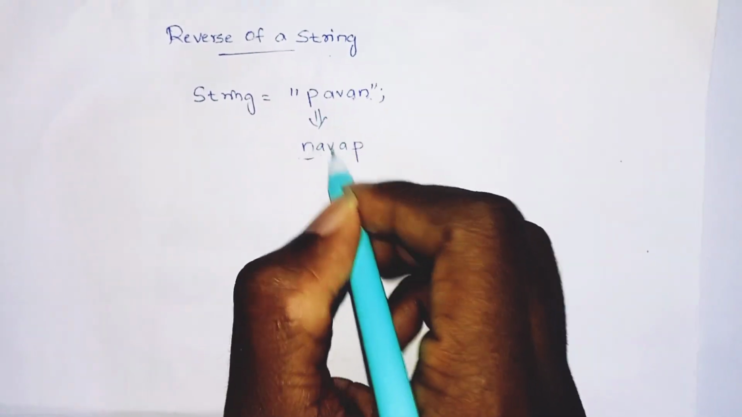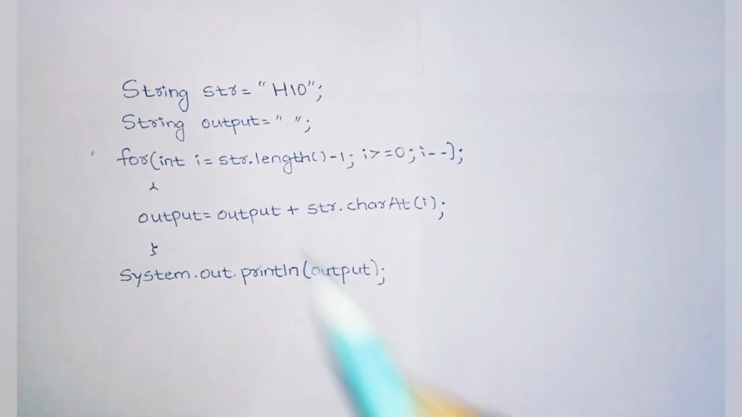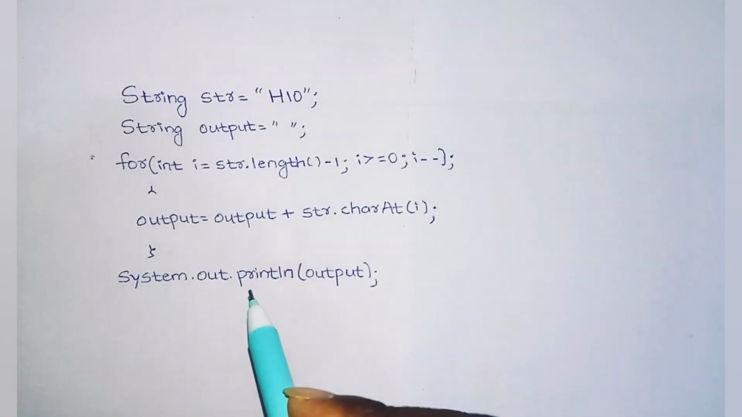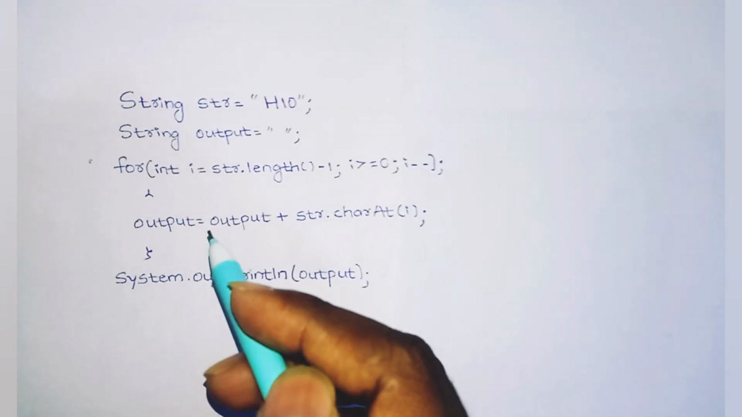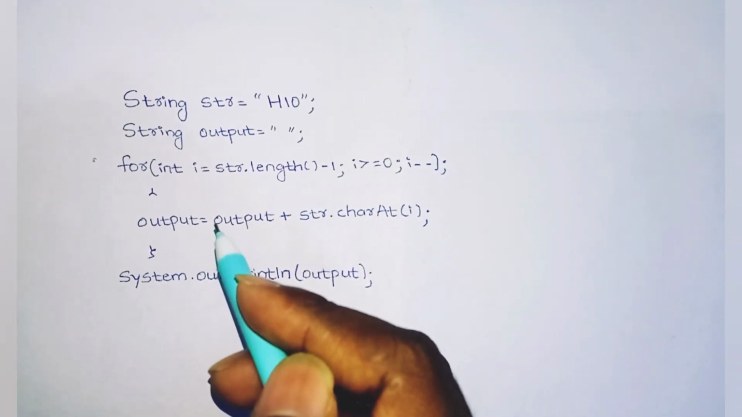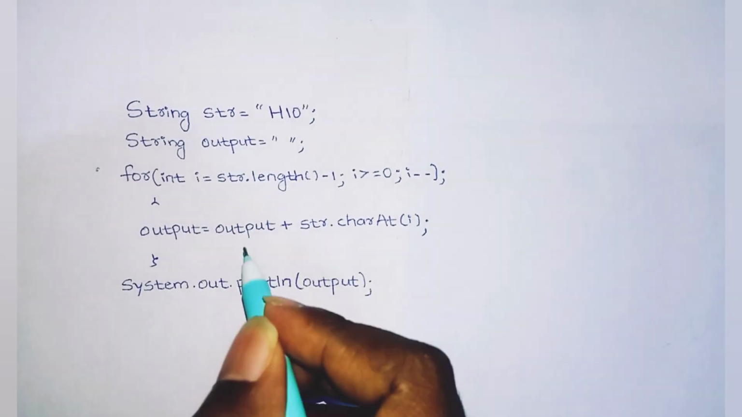Now we will implement this same code in Java. So this is the Java code that gives you the reverse of a string, and this code needs to be written inside the main method because the execution of a Java code starts with the main method. Now we'll see how it actually works.